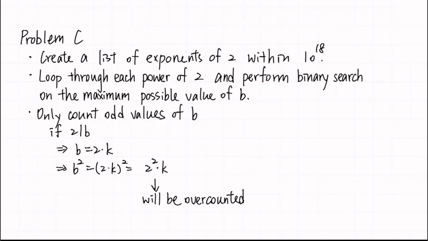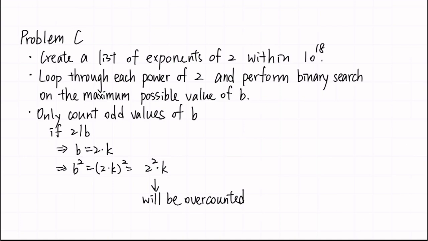What we can do is create a list of exponents of 2 within the range of 10 to the power of 18, since n can be as large as 10 to the power of 18. Since the number has to be factored into 2 to the power of something times another number squared, we can loop through the list of powers of 2 and perform binary search on the maximum possible value of b. In this case, b is the value that has to be squared.